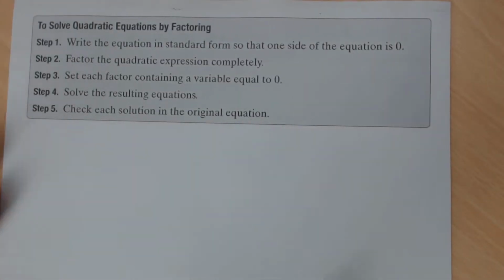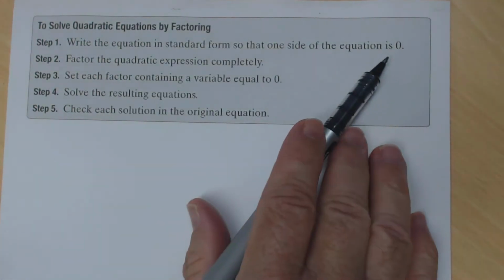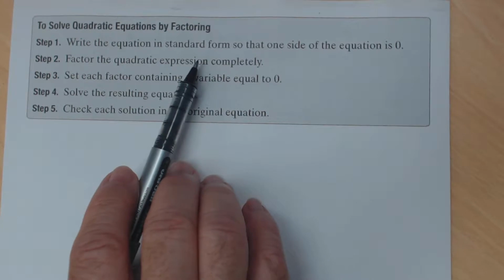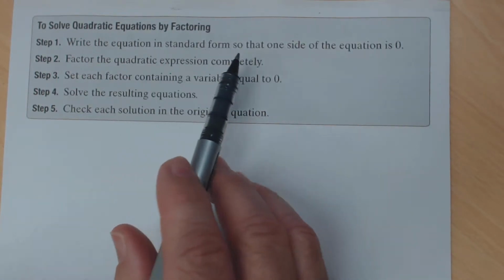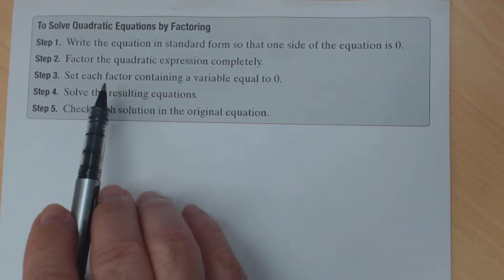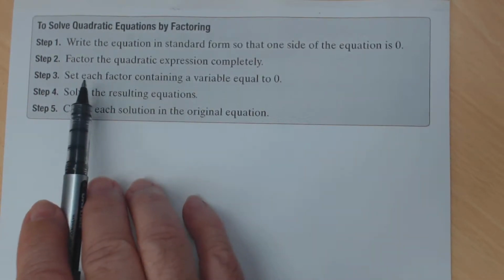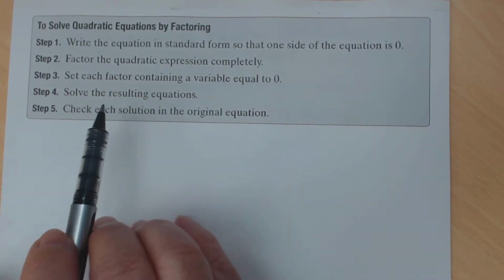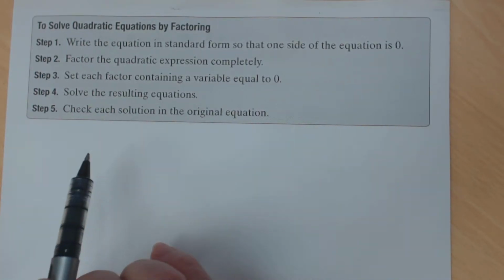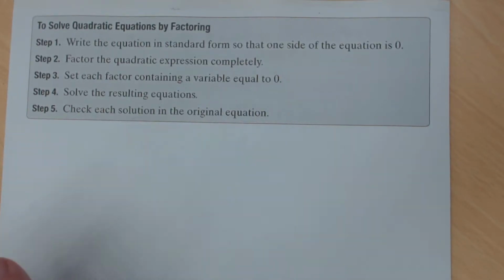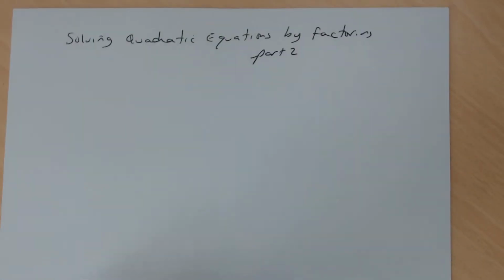Once you write it in standard form and you have 0 on the other side, then you factor the quadratic expression. You're going to use all the factoring techniques that you learned in the previous chapter. Then you're going to use the zero factor property, so you set each factor equal to 0. Then you solve each of those equations, and then you check your answer if you have time. On the test, you're not going to have time, but technically you would want to check your answers in the original equation.